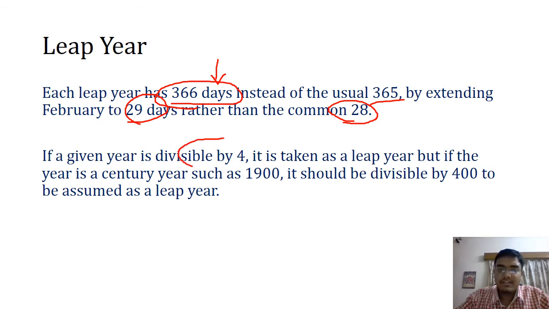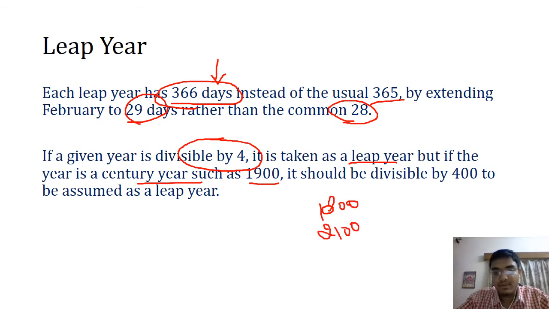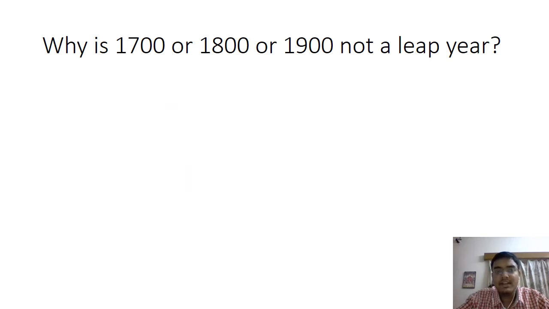Whenever a given year is divisible by 4, we call it a leap year. But if that year is a century year, such as 1900 or 1800 or 2000 or 2100 in the 21st century, then it should be divisible by 400. Only then will it be counted as a leap year. Now let us see why we say that 1700 or 1800 or 1900 is not a leap year, while for a non-century year, we say that if it is a multiple of 4, then it will be a leap year. Why is it so? Let us have a look.